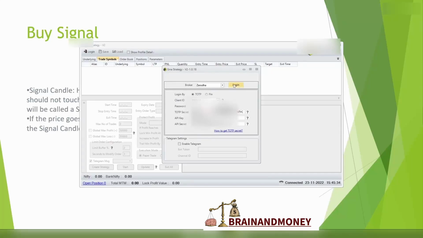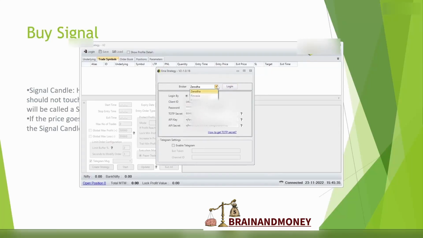This is the login screen of the software. As you can see, you can select the broker over here, and you will need to enter all your credentials for your trading account. And we have also integrated the Telegram alerts. It will send you messages on Telegram whenever any signal is generated, whenever any entry happens, or whenever any exit happens.